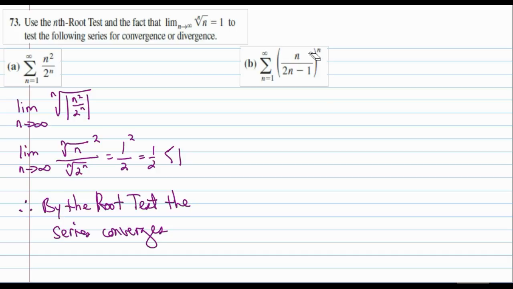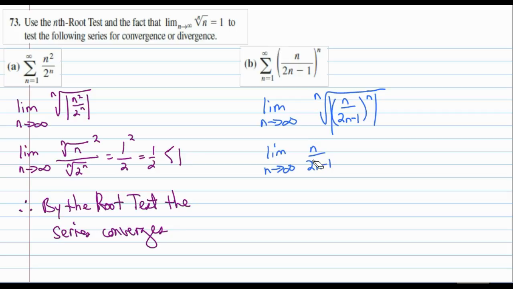The now try problem, part B. I have this nth power of the whole thing, so that is just screaming nth root test to me. So I'm going to take the nth root of the absolute value of this whole series. Again, the absolute value is irrelevant because n is just positive anyway. It's going from 1 to infinity.